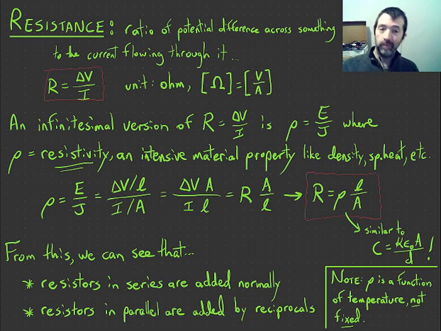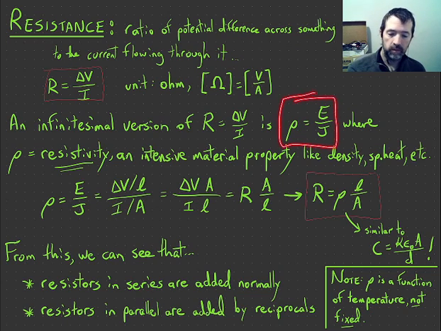Okay, so that definition applies over an object, basically. If I give you a particular piece of wire or something like that, you can measure the potential difference across the wire and how much current flows through the wire. You can calculate the resistance of that object. There is an infinitesimal version of that. So instead of applying over this interval in space, it applies just at a single point in space. And that's this equation here.